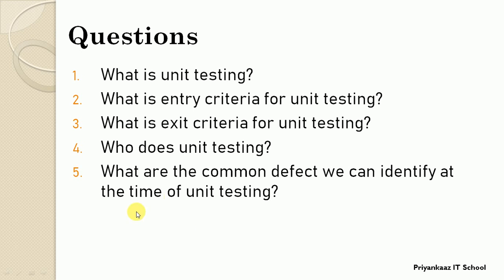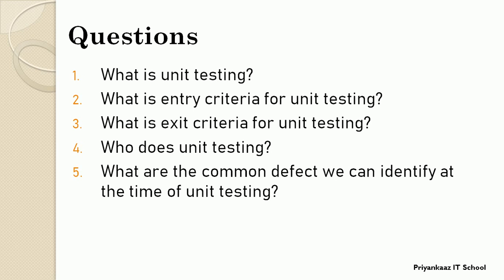Now, what is the entry criteria for unit testing? What is the meaning of the question? Here we need to understand when we can start unit testing. Entry criteria means what? After code review we can start unit testing. So code review is the entry criteria for unit testing. What is the exit criteria for unit testing? Once the application and all components get tested separately in isolation, we can simply exit from the unit testing level.